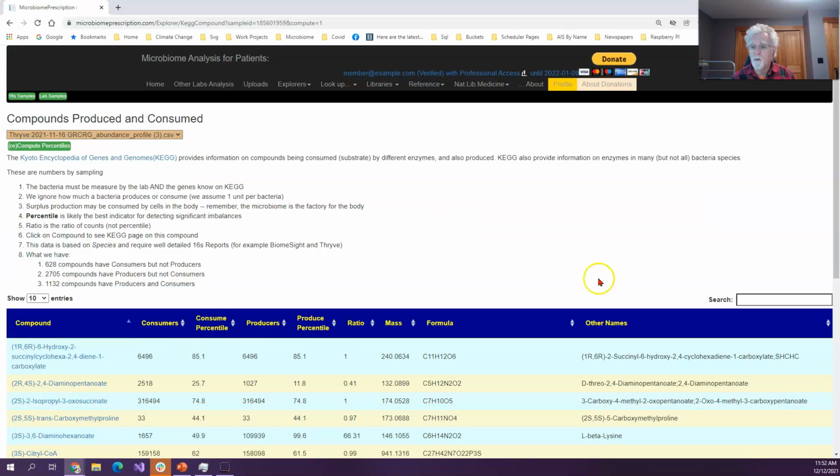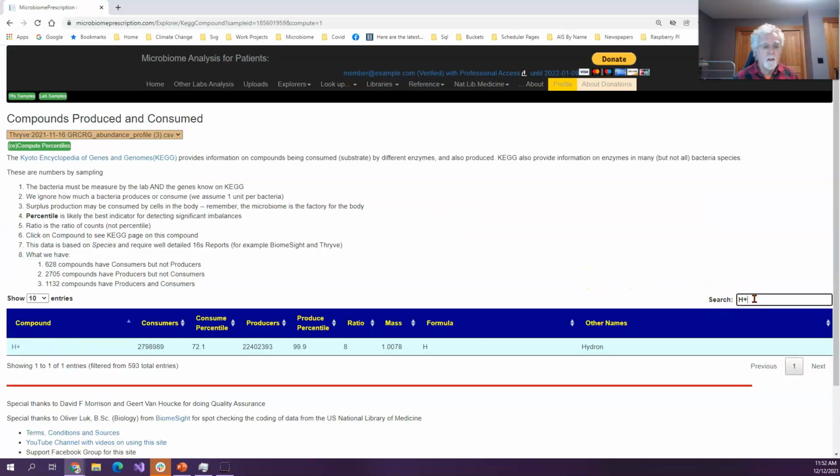Let's take a look at a couple of things that some people may be interested in, such as H+, hydrogen ion, and we find that we have a high percentage of consumers of it, but we have an even higher percentage of producers of it. And the actual ratio between the two of them is 8:1, which would imply that a lot of the production is going into the body and being used by the body. So that is an example.